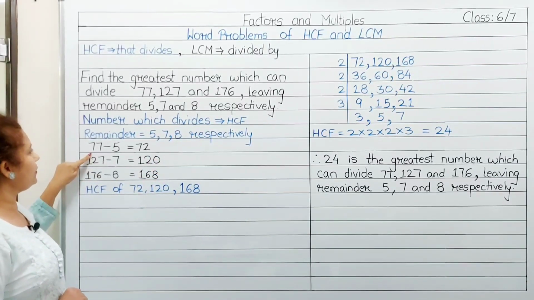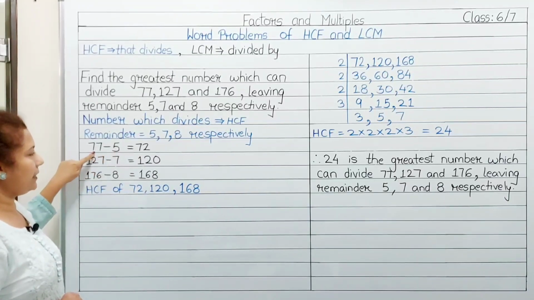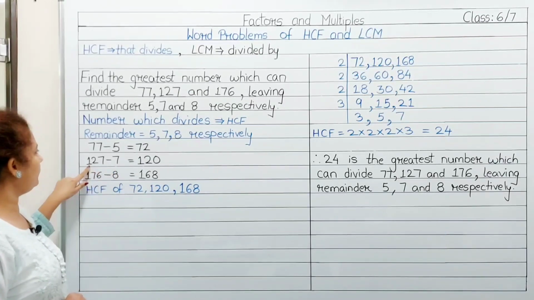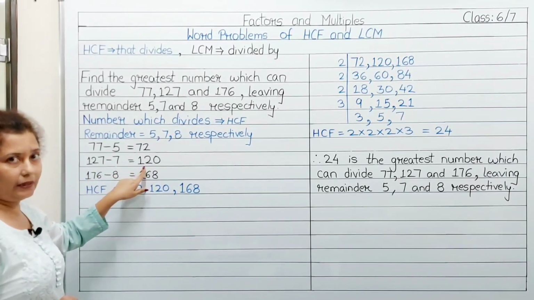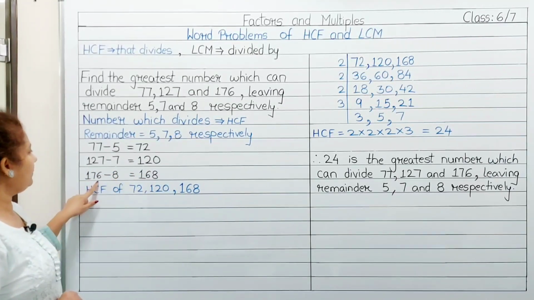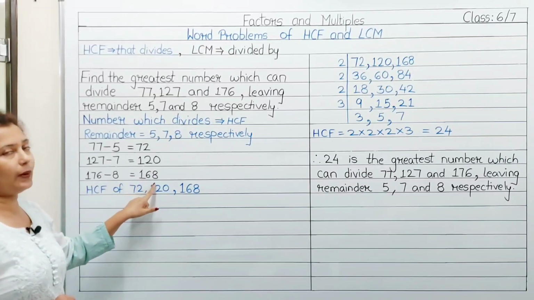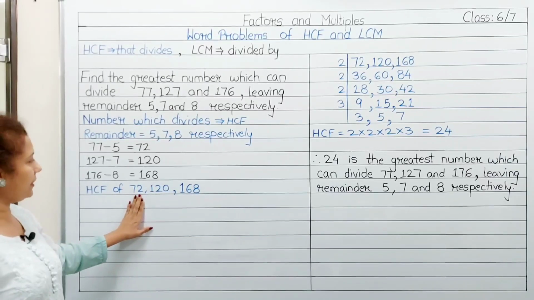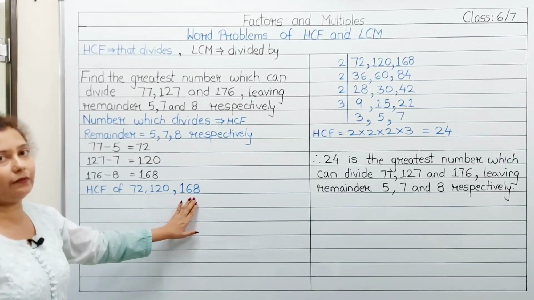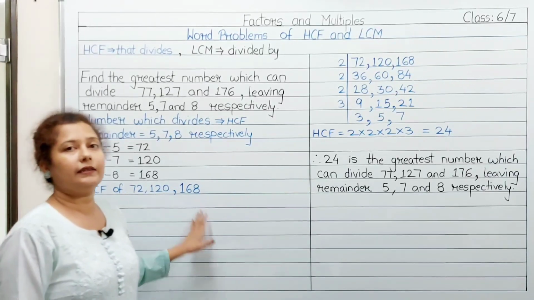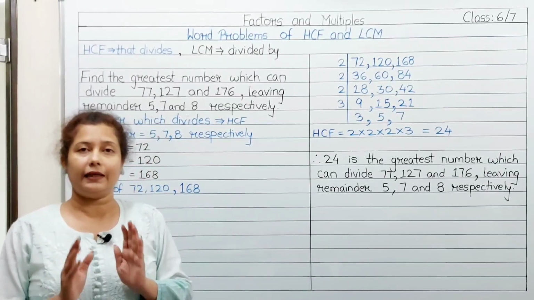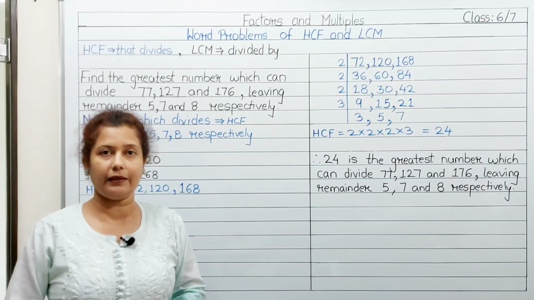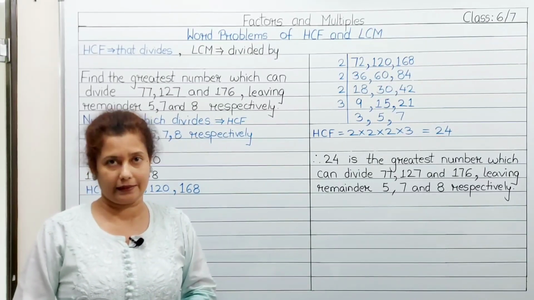So here we will subtract 5 from 77, so we get 72. When we subtract 7 from 127, we get 120. 176 minus 8 is 168. So we have to find HCF of 72, 120 and 168. I have already told you that in HCF, if remainder is given, first we have to subtract the remainder and then we have to find HCF.